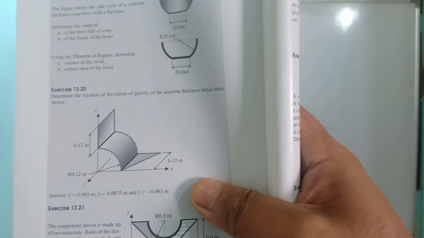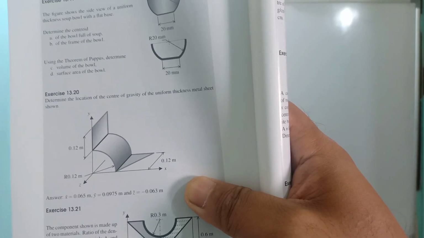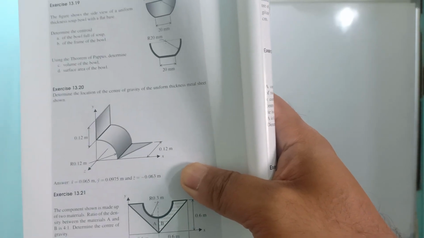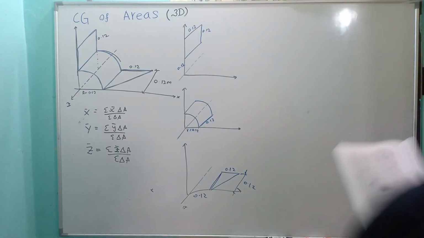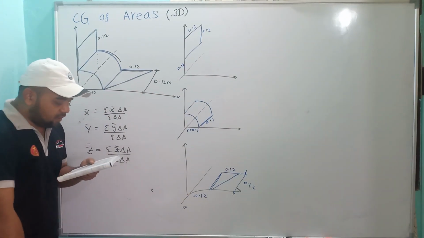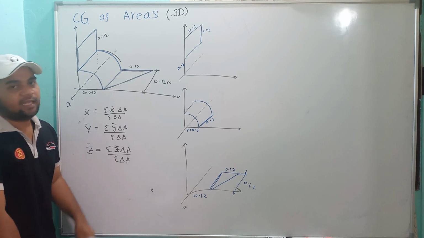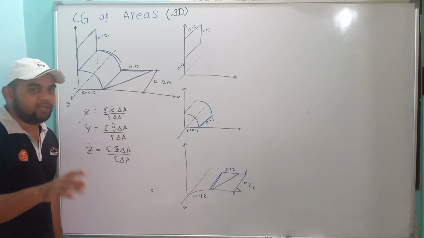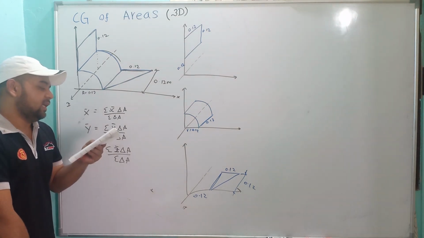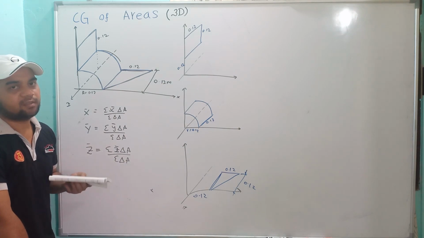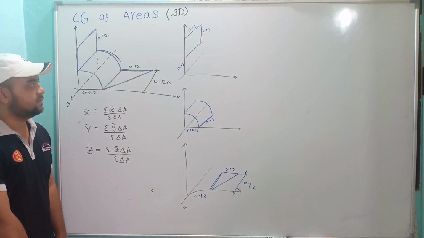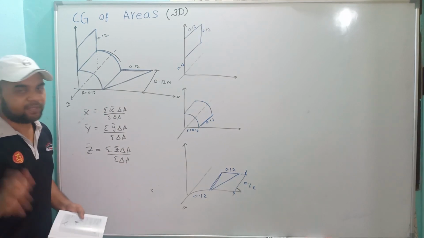Determine the location of the center of gravity of the uniform thickness metal sheet as shown. The information that we have is that it is a metal sheet where the thickness is too small, and it is a uniform component. So we still can continue with this equation, same as the 2 previous examples.